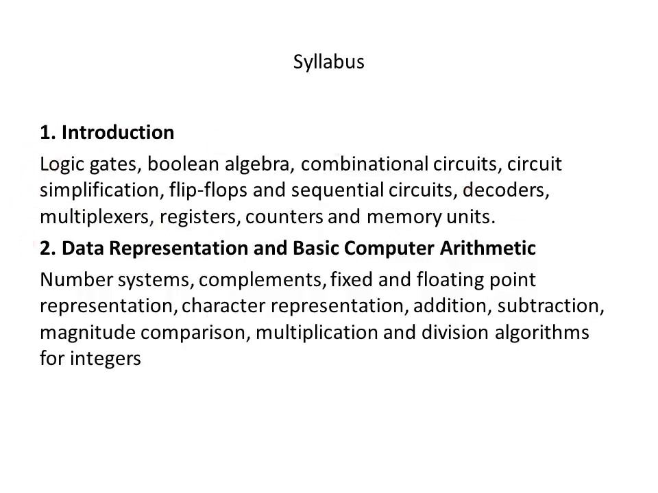Next is number system. It is how data is represented internally. There are various kinds of numbers: binary numbers, hexadecimal numbers. How complements are created, how the complement of a number is generated. Fixed and floating point number representation. What is fixed and floating point representation? Character representation, addition, subtraction, magnitude comparisons, multiplication and division algorithms, for integers only.